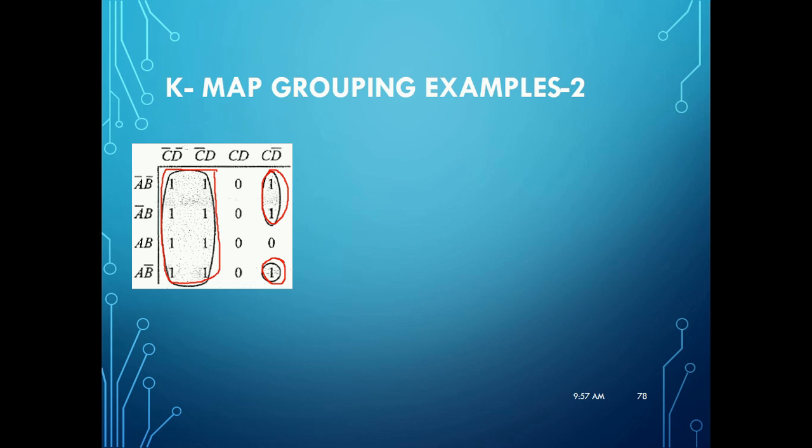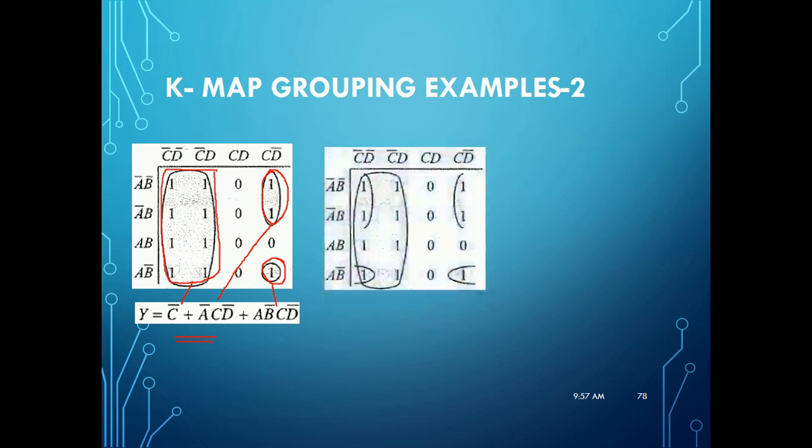Some students will solve in this manner and write the expression. What will be the expression for this particular problem? Y is equal to C bar for this, and A bar C D bar they will write for this, and A B bar C B bar will be written in this manner. Some students may get the answer this way. Another student may try to solve in a different manner. His thinking may be different from yours, so he will try to solve the problem in this manner.